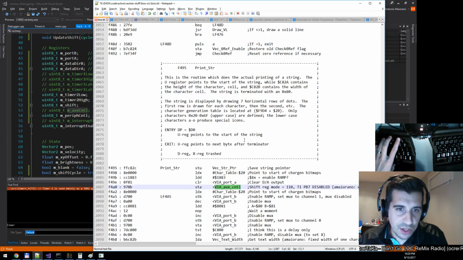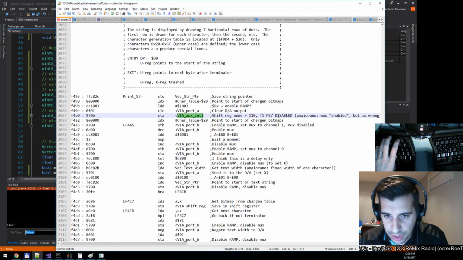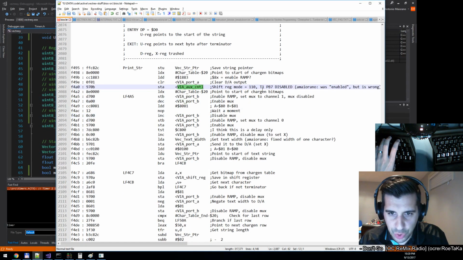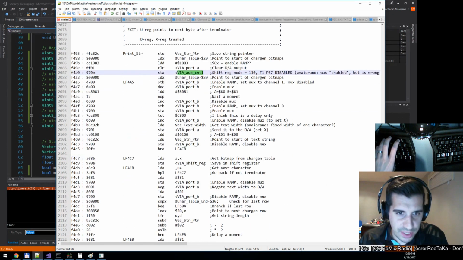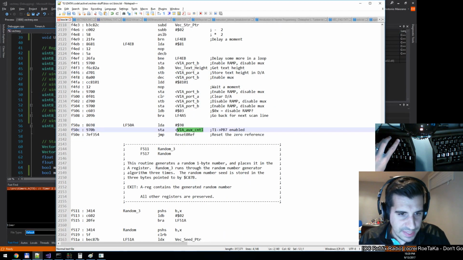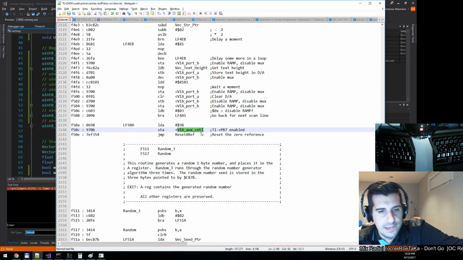PP7. One thing I also know is that in print string, it doesn't use the timer. So it disables the timer 1, controlling PP7 here, so that it can do its own timing stuff, which is what makes this printing string stuff quite complex, which is why I didn't want to debug it first. But see, at the very end, it turns it back on. So it turns on T1 PP7 enabled. So that connects the timer 1 to that.